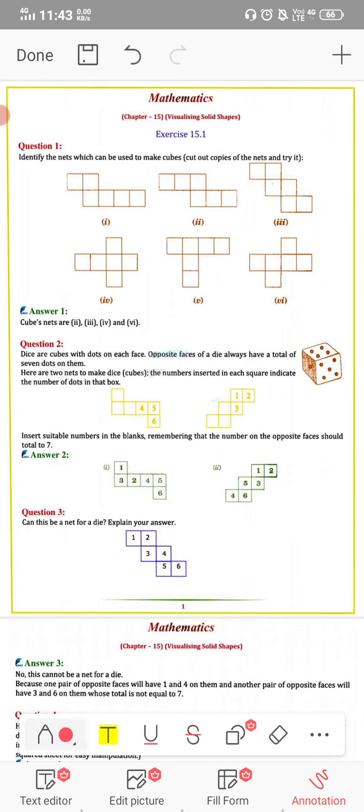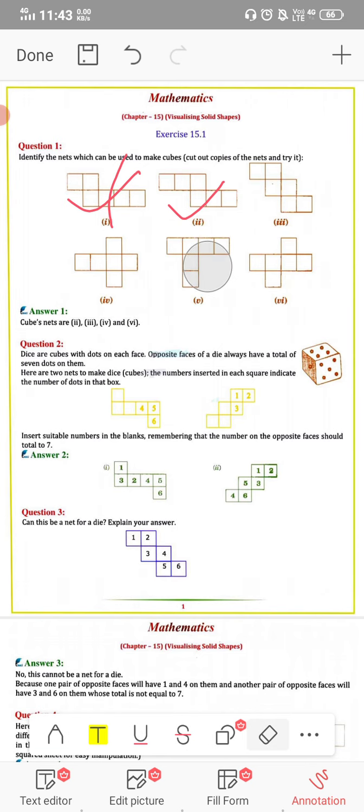So as an answer, the second, third, fourth and sixth parts of the question are the nets of the cube, which when you fold them show you a cube, and the first and fifth parts will not show you a cube. Okay, now moving on to the second question.